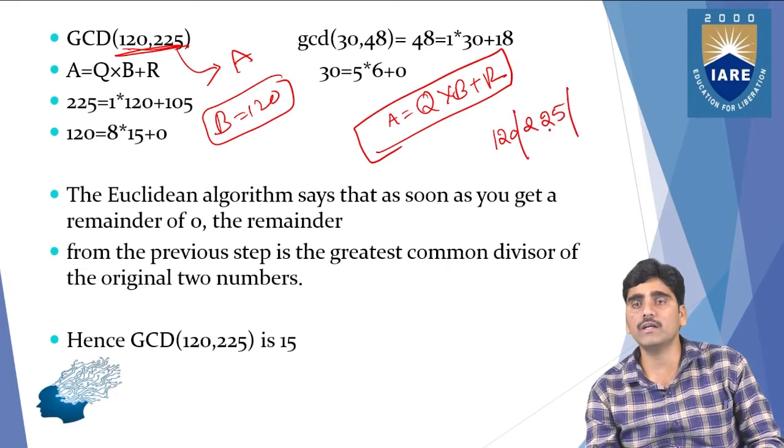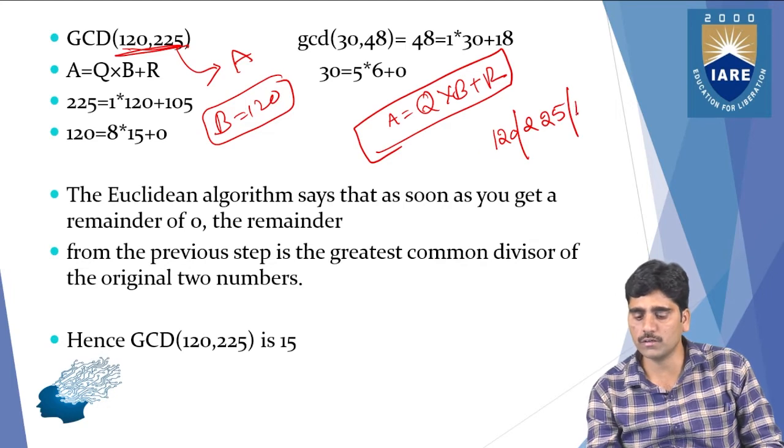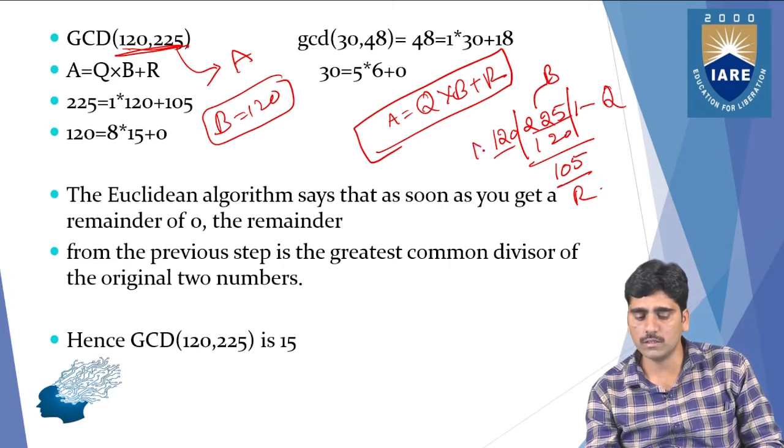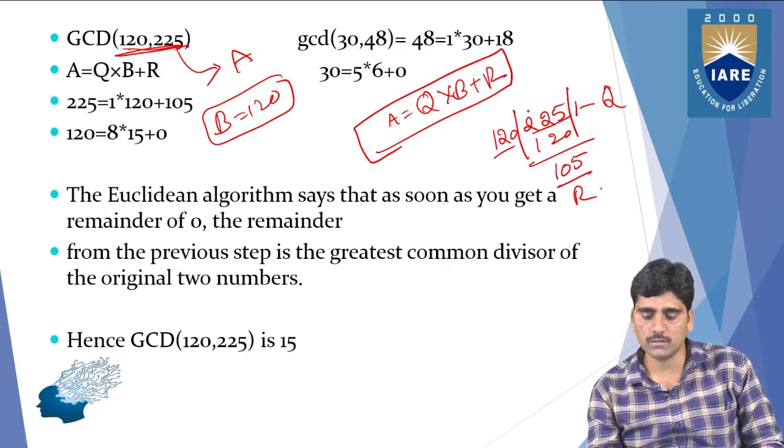225. So if you divide 225 with 120, what will you get? 120 and the remaining 105, right? 105 is the remainder R, and this is the coefficient 1, and this is the B value, and this is the A value. This is the B value, sorry. This is the B value, and this is the A value, right?